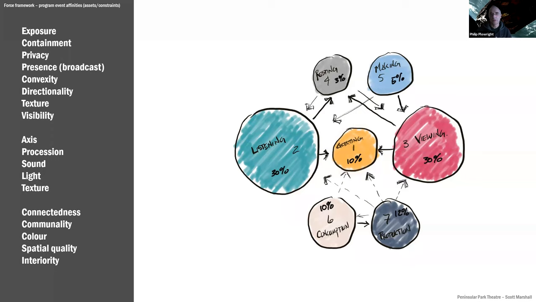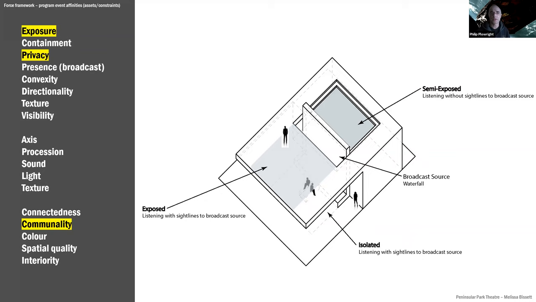I'm going to run you through a series of projects where I'm just going to show you where the starting points were and how they became quite different. This is the program relationship, different types of human events in space with different volumes of spaces given to them. And on the left side, those are the forces that we're using. I can take a project like this, and this one prioritized exposure, privacy, and communality. You can see the decisions that were made within the spaces prioritized those types of information. So it was very much concerned about how things were exposed and where privacy was created.